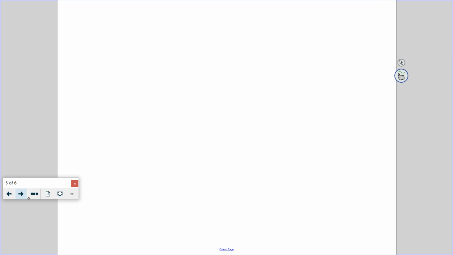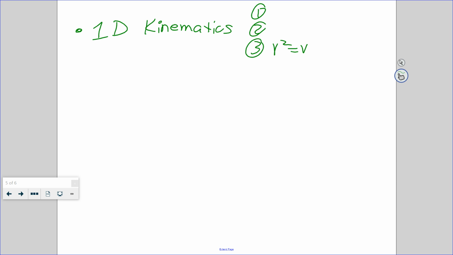There it is. Okay. There are really only 4 topics, and we kind of breeze through them. There's one-dimensional kinematics with our equations of motion. Hopefully you know what the first 2 are, and that's the famous third one that they're always trying to get us to use.